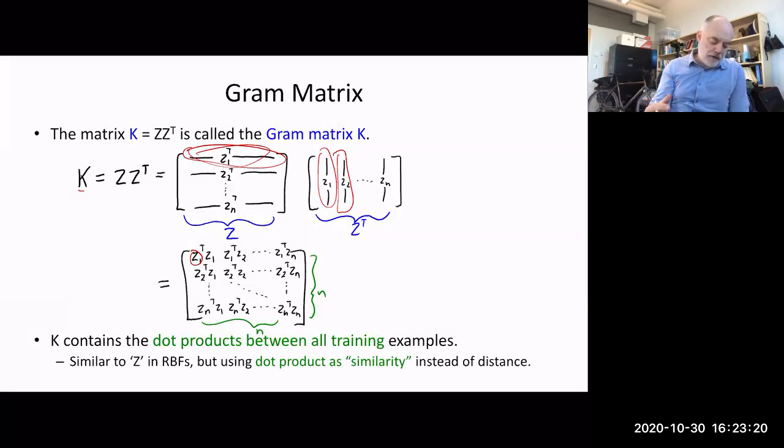So the kernel matrix contains the dot product between all training examples. This is a little bit like how we constructed the matrix Z when we were doing radial basis functions, but here we use a dot product instead of some sort of distance. There's a little bit of a relationship between the two of them, but we'll get to that in a little bit.